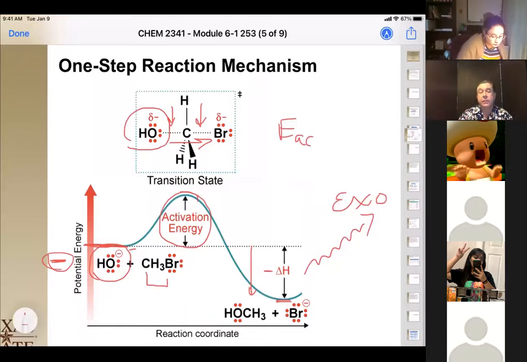Notice the driving force for this. If this has more potential energy than this, that means the new bond you're forming is more stable. If the new bond you're forming is more stable, that's your driving force. You're trying to get to a more stable compound. So this is if we only have that one-step reaction. We're forming a bond and breaking a bond at the exact same time. Questions on that?